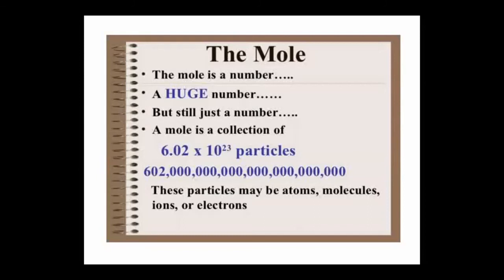So the mole is a number, a huge number, but still just a number. A mole is a collection of 6.02 × 10^23 particles. These particles may be atoms, molecules, ions or electrons. So we can say that 1 mole always contains 6.022 × 10^23 particles. So Avogadro's number and mole are very relatable. Okay, 6.02 × 10^23 particles.